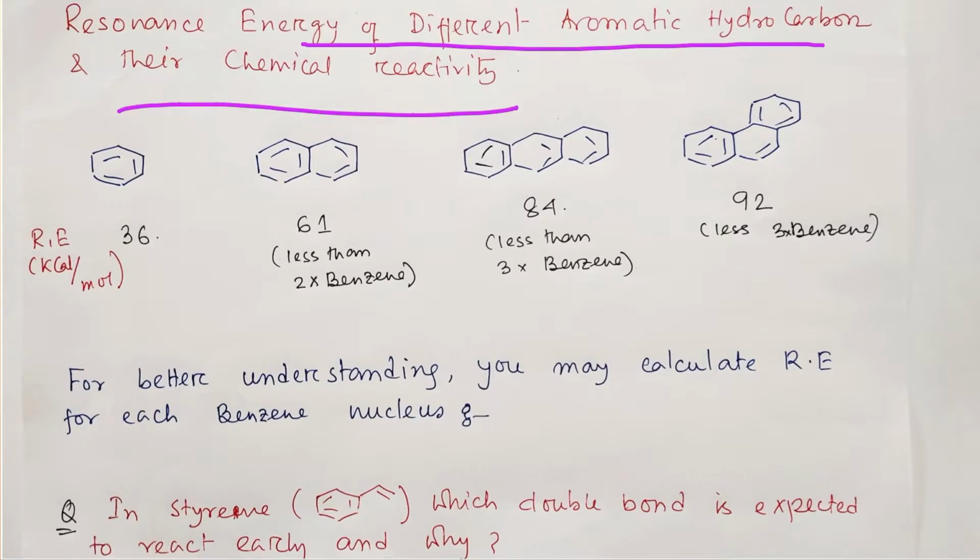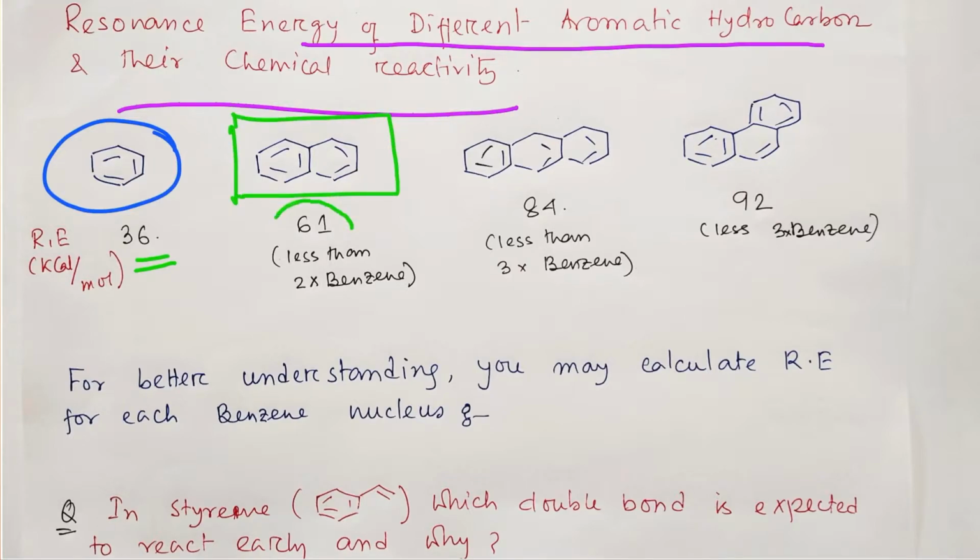So let's start. If you look at the famous aromatic molecule, that is benzene, its resonance energy is 36 kilocalorie per mole, whereas its next higher analog, naphthalene, has resonance energy of 61. Benzene has one benzene nucleus, a 6-member ring, but naphthalene you may consider as 2 benzene nuclei fused together.